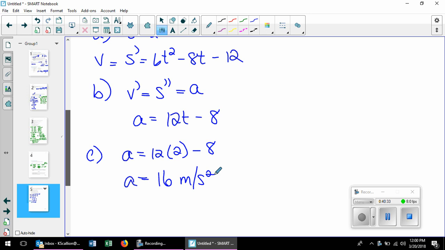Okay, part D, determine the time when acceleration is 0. Easy peasy. Guys, physics, super easy. I don't know why you guys don't love it. Good times.